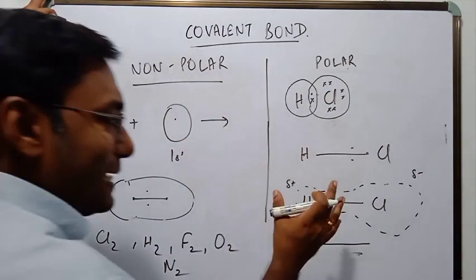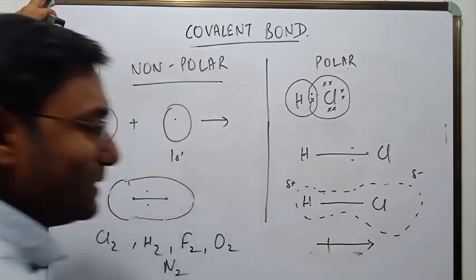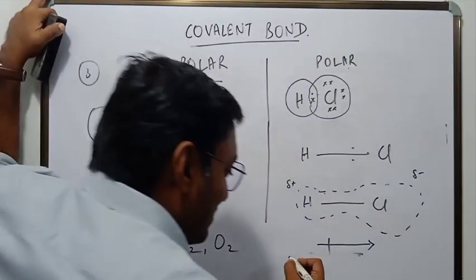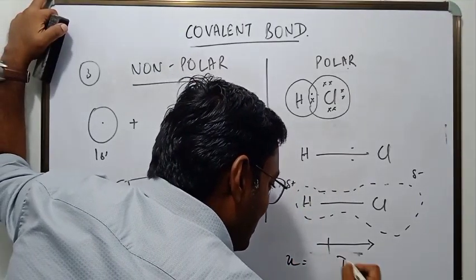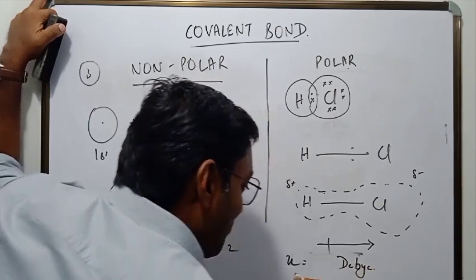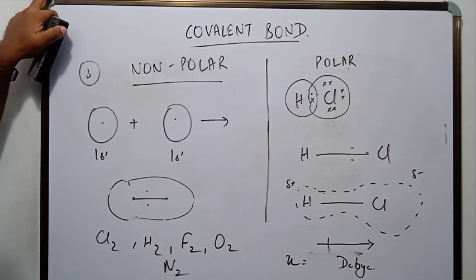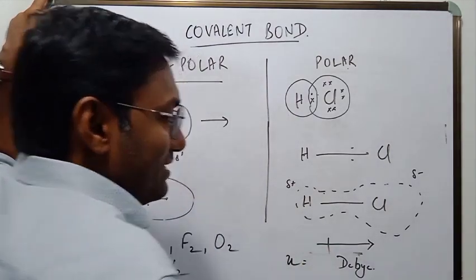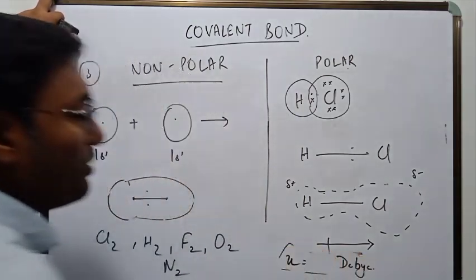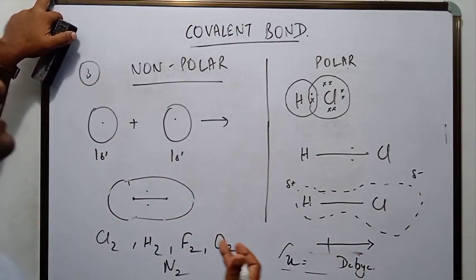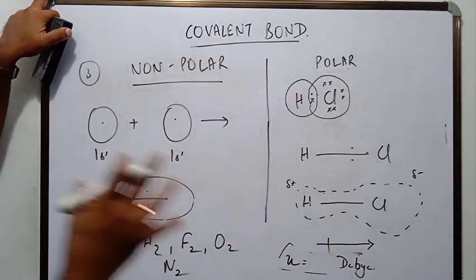The exact measure of this polarity is given by dipole strength. It is given by dipole moment, which is represented by mu. Its unit is debye. So higher the dipole moment, higher the polarity, and lower the dipole moment, lower the polarity. To know more about dipole moment and polarity, please refer to my earlier video where I have discussed it in detail. The title of the video is Polarity and Dipole Moment.